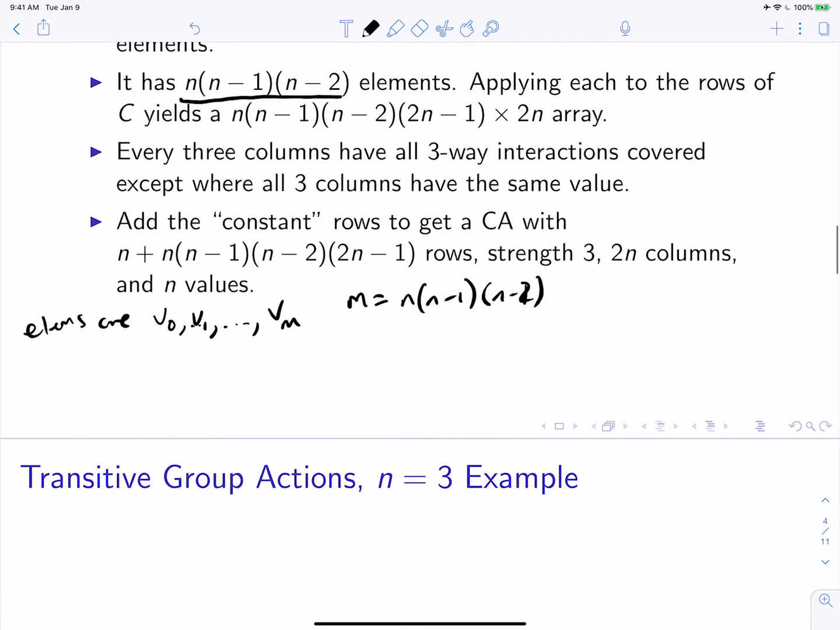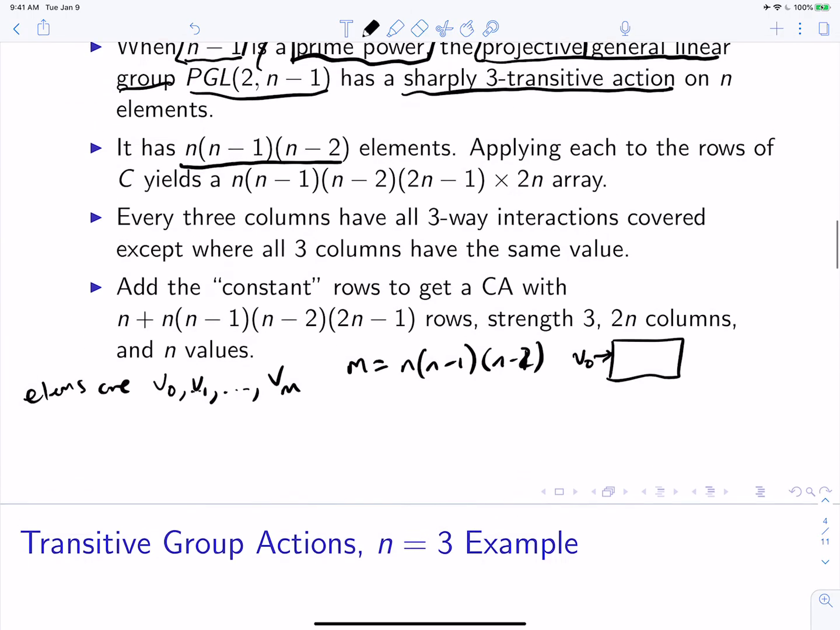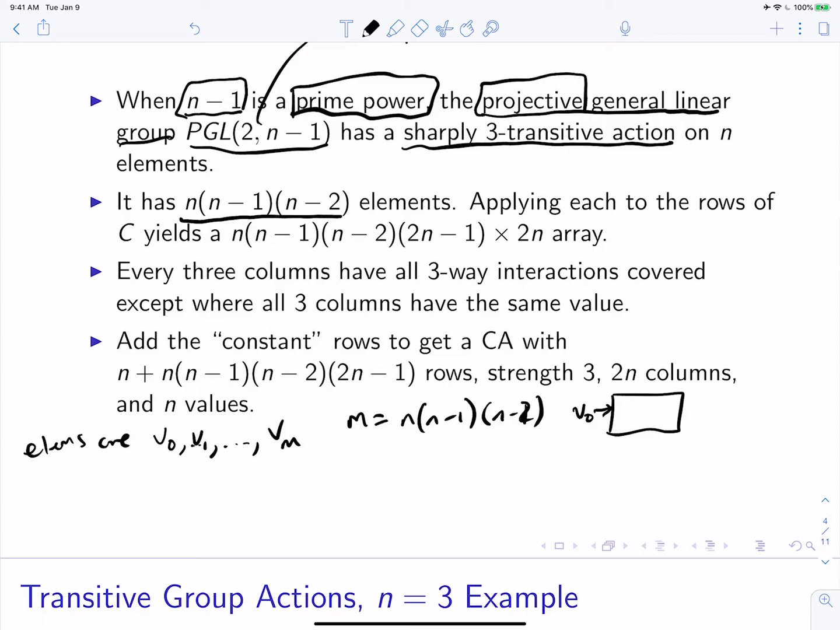Then what we do is we take that array that we had before and we apply v0 to every element of that array that we constructed before, by the action of the group. So remember that the group will always tell you: take two elements and out pops another element of the group.